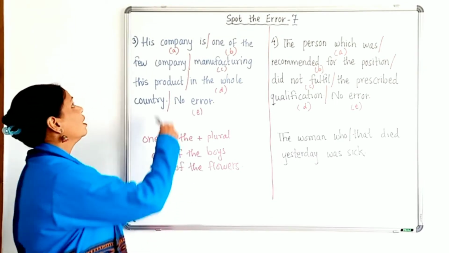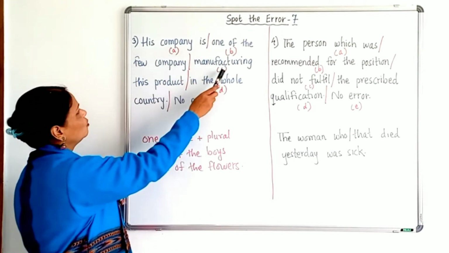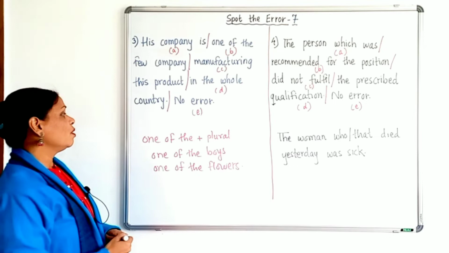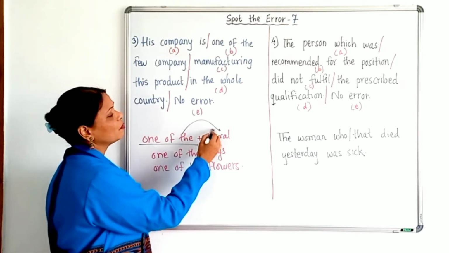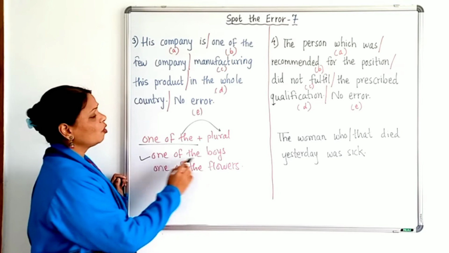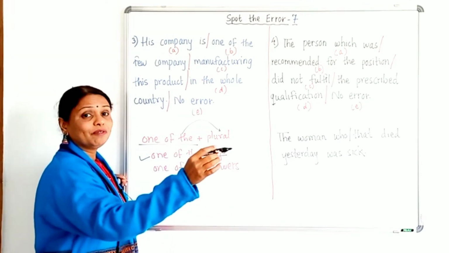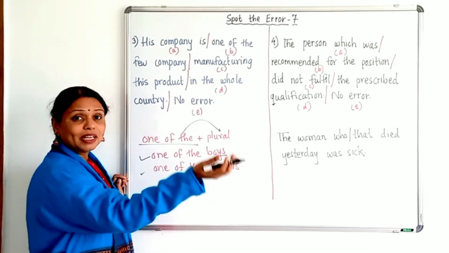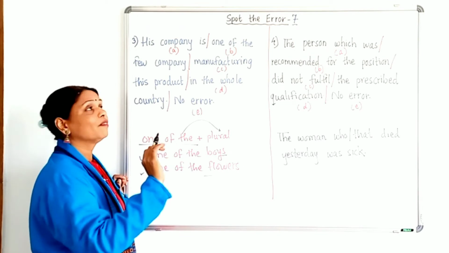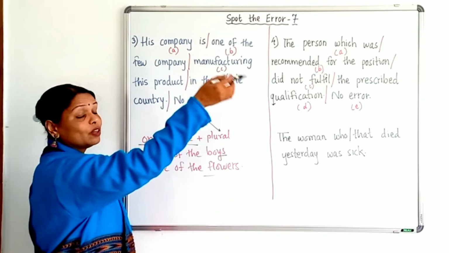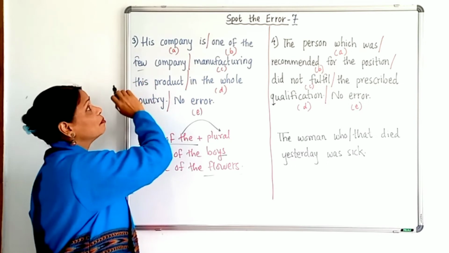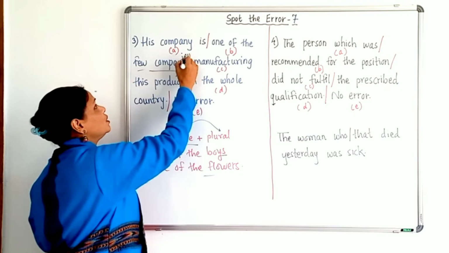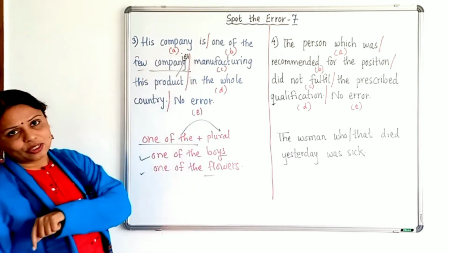Sentence number 3. His company is one of the few companies manufacturing this product in the whole country, no error. Now, always remember one of the is followed by the plural form. Like in the example, one of the boys means there are many boys and we are talking about one of these boys. One of the flowers means there are many flowers and we are talking about one of them. In the same way, his company is one of the few companies. One of the companies. Instead of company, we need to take companies. So the error lies in section B.